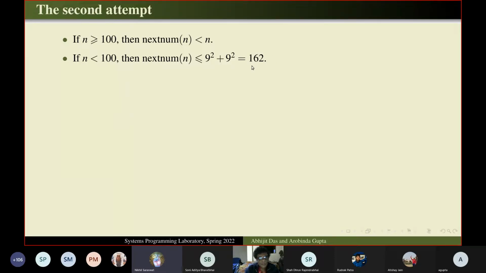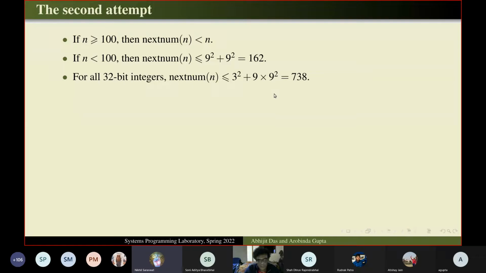And if I restrict to all 32-bit integers, then the maximum possible value of the next number is 3 followed by 9999 nine times. So this is 738.